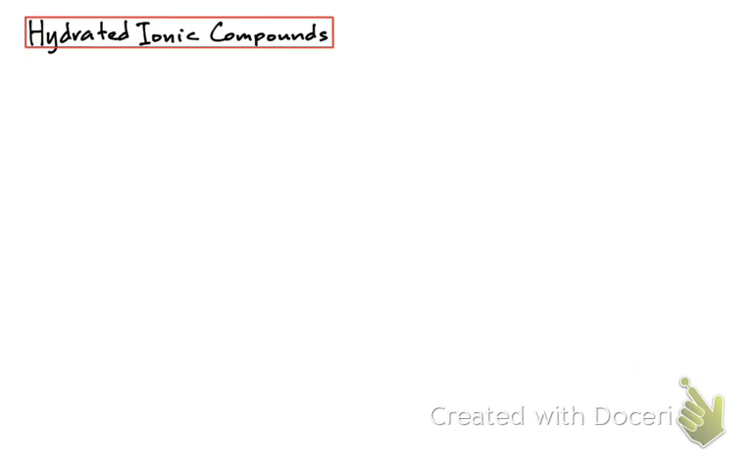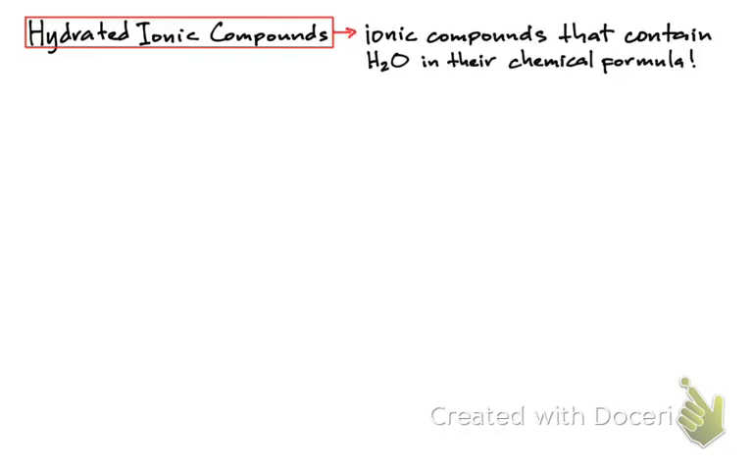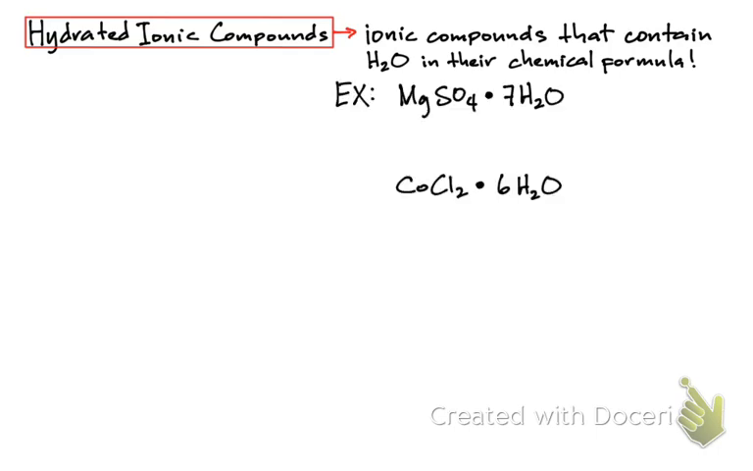All right, so there are also what they call hydrated ionic compounds. These are ionic compounds that contain water molecules, also known as the hydrates. So here are a few examples. You have MgSO4 with 7 water molecules. You have CoCl2 with 6 water molecules.